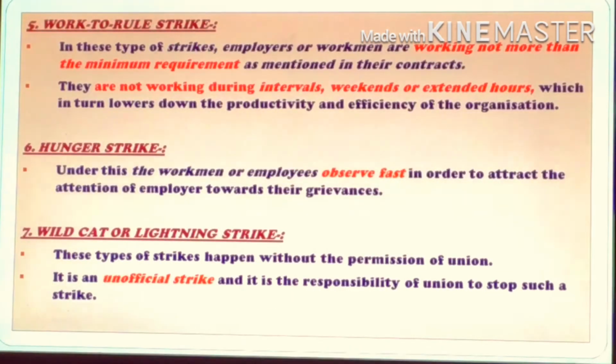Next one is work to rule strike. So in these types of strikes, employees or workmen are working not more than the minimum requirement as mentioned in their contracts. They are not working during intervals, weekends or extended hours, which in turn lowers down the productivity and efficiency of the organization. So by the name itself, we can understand that the employees or workmen are not working more than the minimum requirement that are mentioned in their contract.